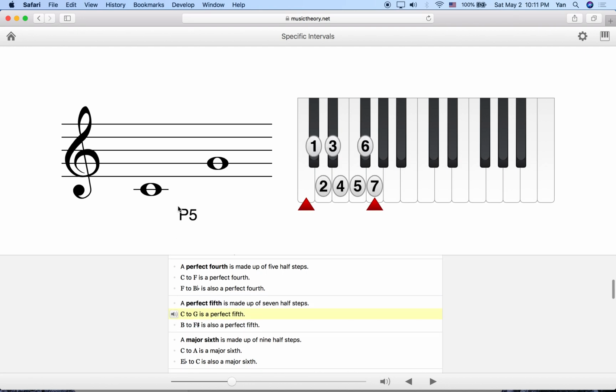And the first example is C to G. So this is a fifth. And also 7 half steps makes it a perfect fifth specifically. So let's listen to C to G.